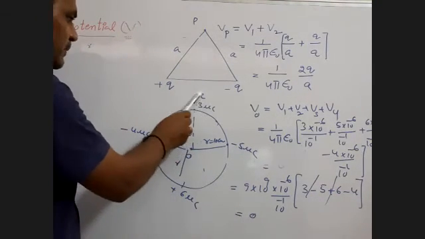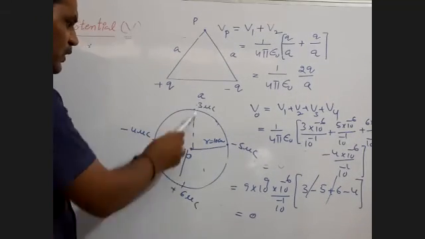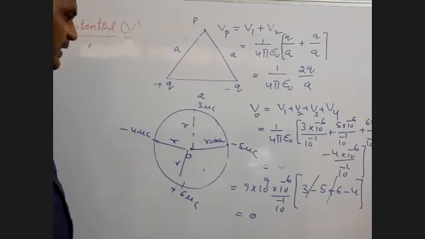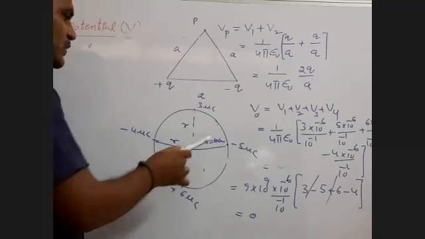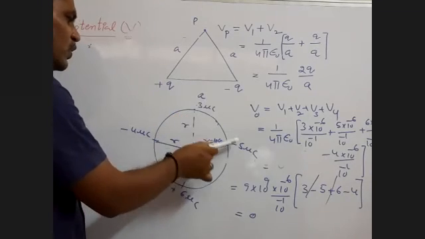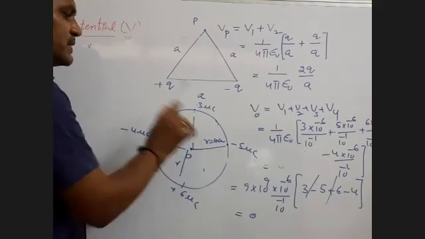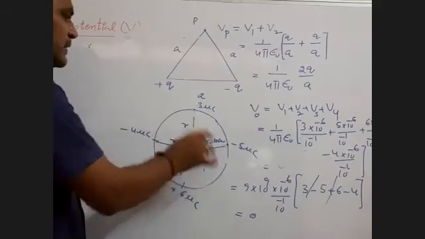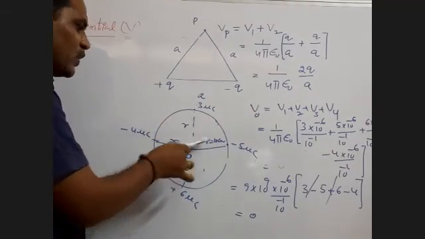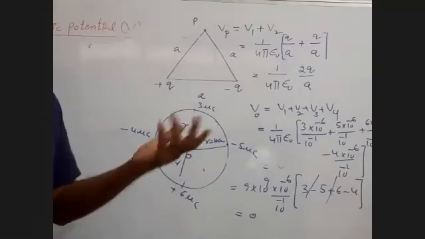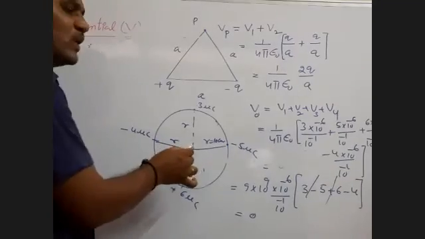The positive charges: plus 3 microcoulomb plus 6, total 9 microcoulomb. The negative charges: minus 4 minus 5, minus 9. So the total positive charge is 9 microcoulomb and the total negative charge is minus 9 microcoulomb. Both are at the same distance from the point O. So the potential due to the plus 9 microcoulomb and the potential due to the minus 9 microcoulomb get cancelled. Therefore, the net potential is equal to 0.